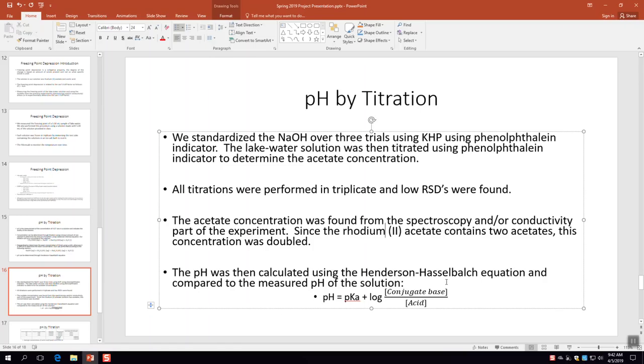So essentially what we're doing is we're using the Henderson-Hasselbalch equation, where pH equals pKa, which we looked up as 4.75 or 4.76, plus the log of the conjugate base, this is the acetate ion, which is double the concentration from the spectroscopy section in our case, over the concentration of the acid, which is what we found using our titration.